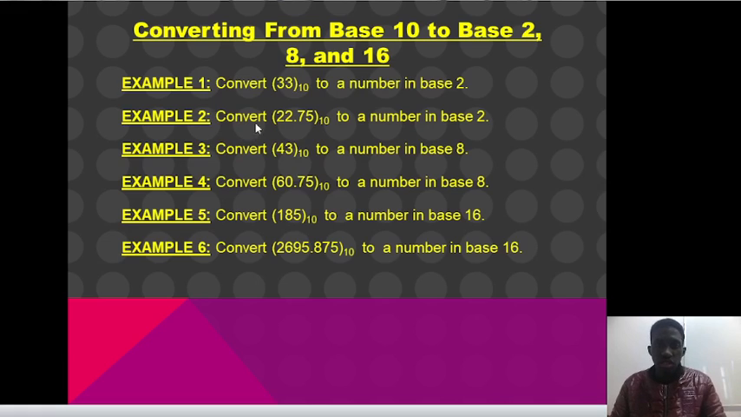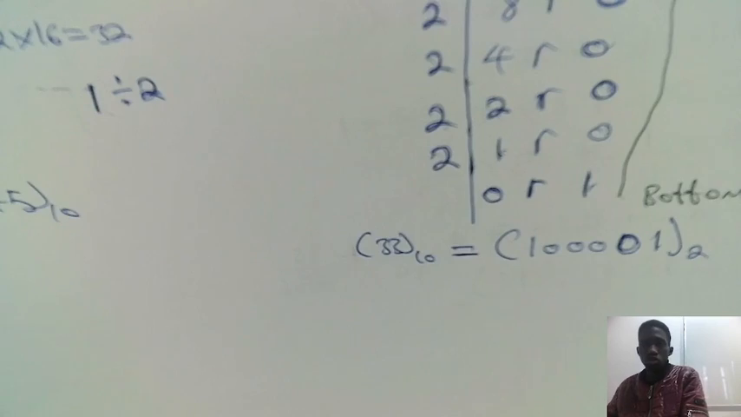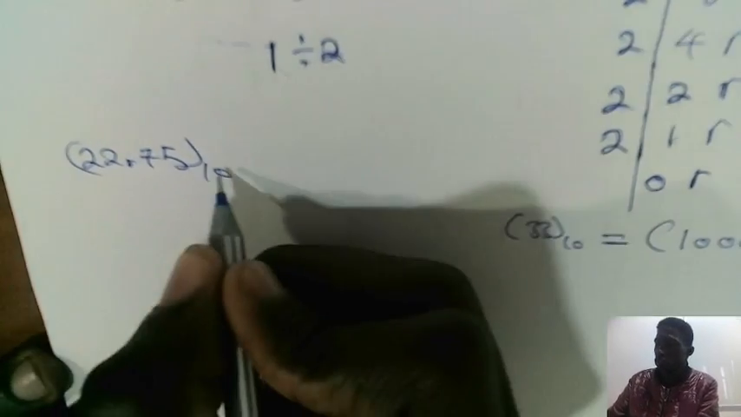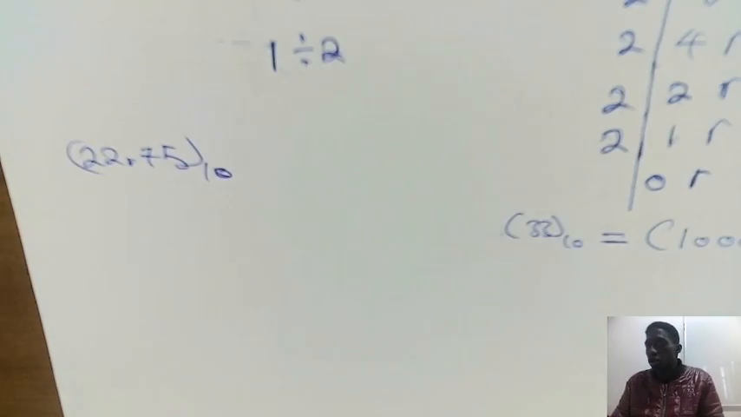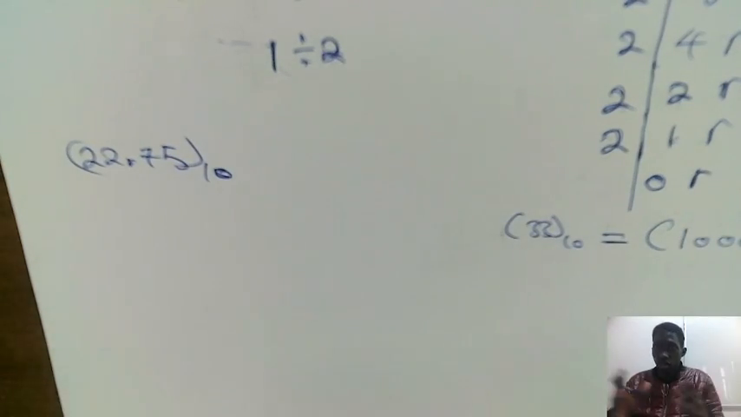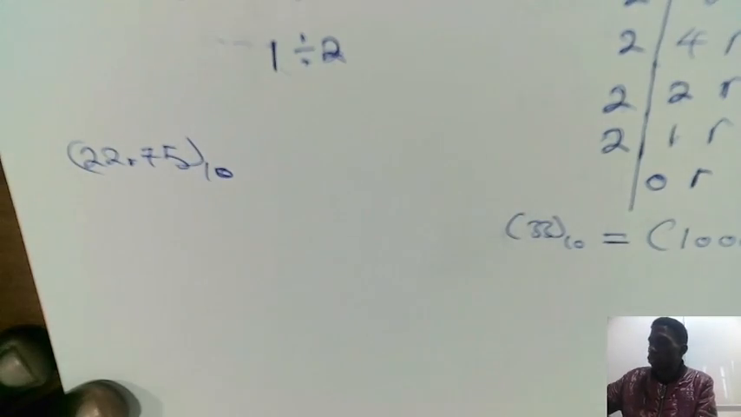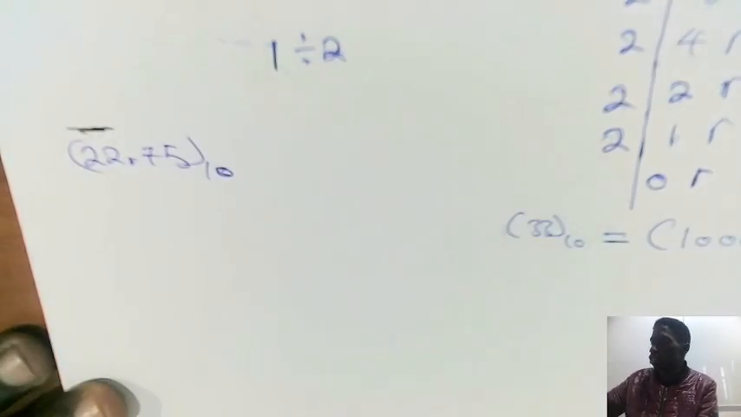Example 2 says convert 22.75 in base 10 to a number in base 2. I've got 22.75 in base 10 and my target is to change it to a number in base 2. I'm going to do this in two parts and then join those two parts together to give me my final answer. First of all, I'm going to handle 22 and then move to the 0.75. Let's start with 22 first.